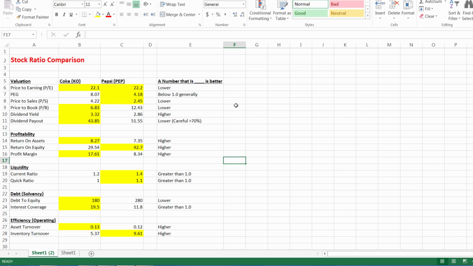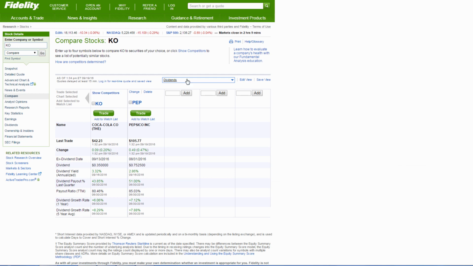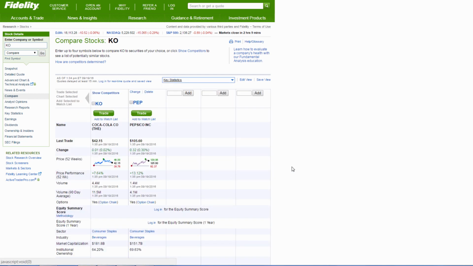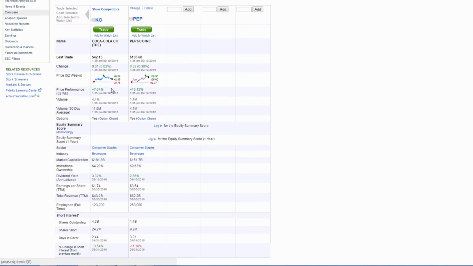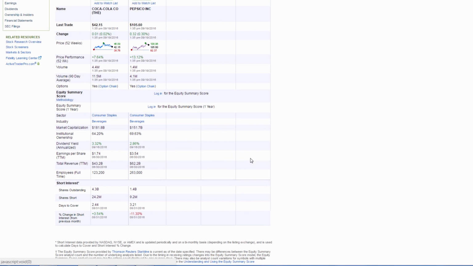But if you're looking for something that's undervalued, or you're looking for that high growth stock that might have a real high price to earnings because you're expecting it to be the next Google or something, then these wouldn't be the companies for you. One last thing here, we go back to our original evaluation under the key statistics here, and you can see their performance over the last 52 weeks in this particular snapshot. Pepsi's done a little better over the last 52 weeks, 13% versus 7.64%. You can compare that to the market and all that kind of stuff.